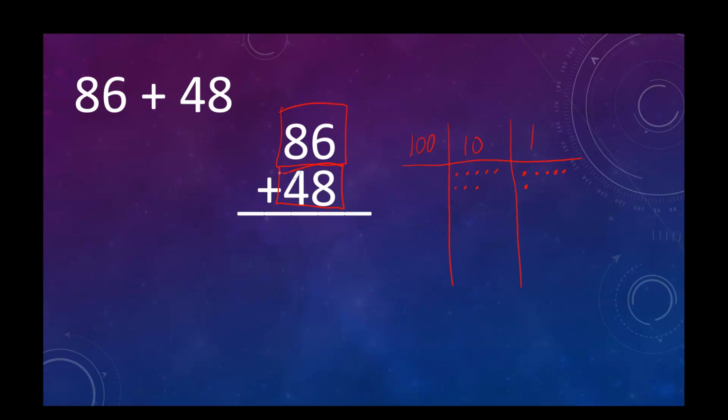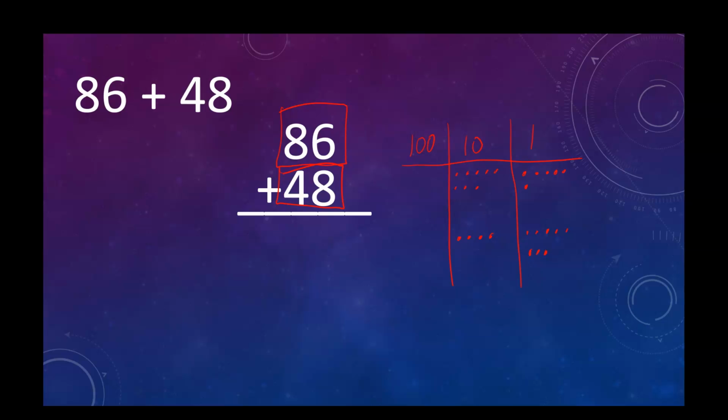Then you need to look at this bottom number. You should have drawn 8 ones here. 1, 2, 3, 4, 5, 6, 7, and 8. And then you should have put 4 in the tens spot here. 1, 2, 3, and 4.